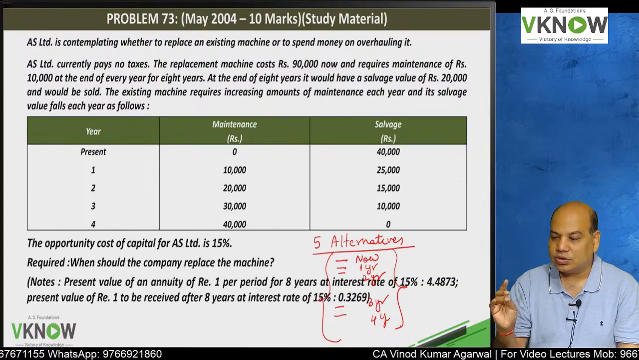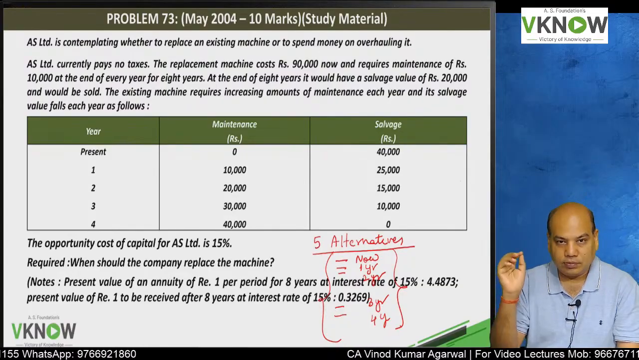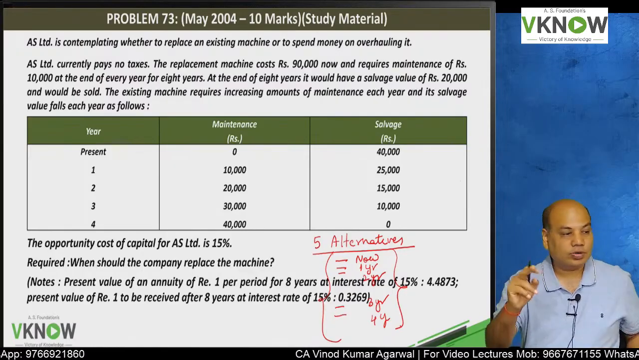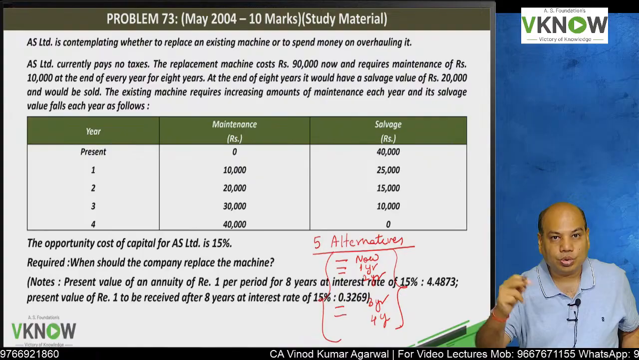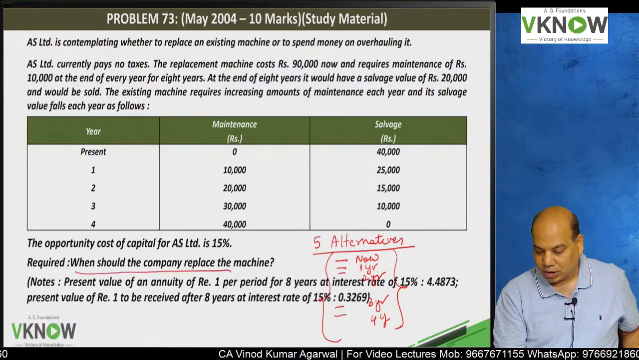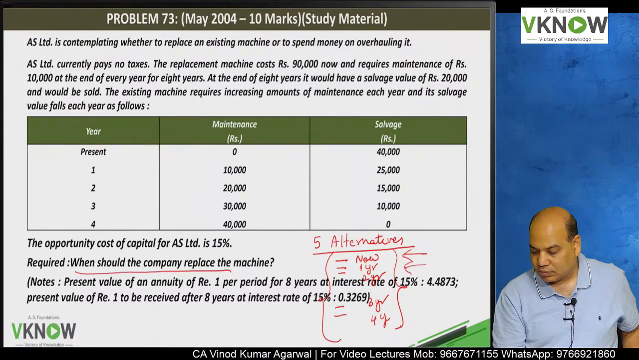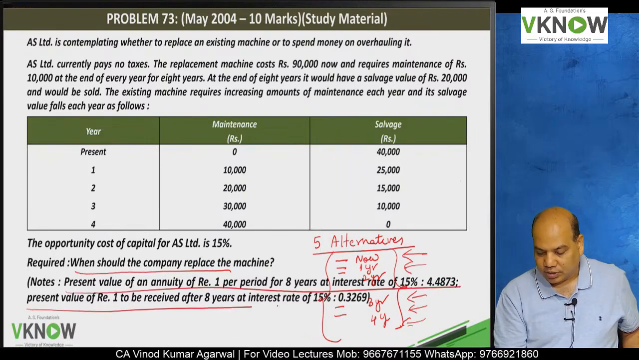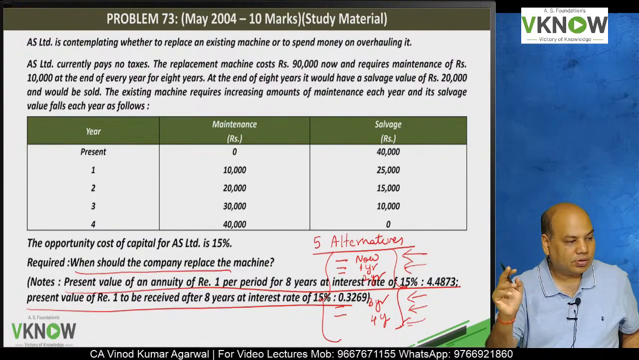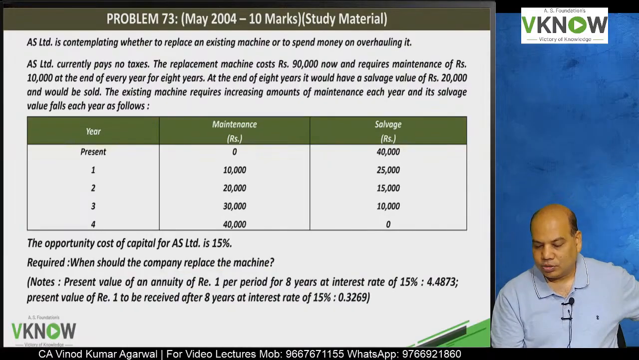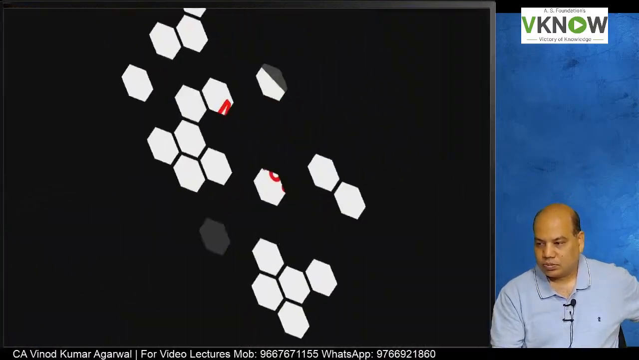The opportunity cost of capital is 15%. When should the company replace the old machine? Not whether to replace. Now the question is, when should the existing asset be replaced? And you have to answer one of these 5 options. They have given you the present value factor, the annuity factor also, and the single year factor also. So I am going to solve it by 2 methods.